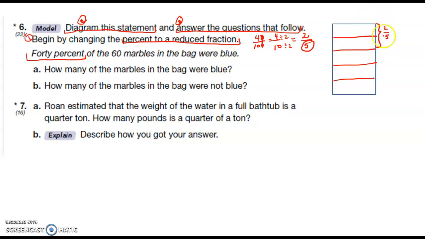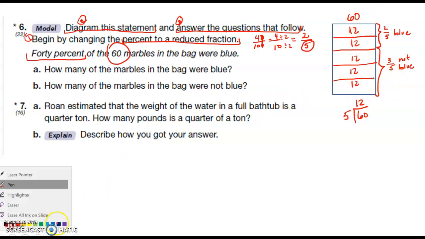of the marbles, of the 60 marbles, so that's my total. I'm going to put this at the top, were blue. So I know that this much, or 3/5, were not blue. And I need to find out what goes in each one of these boxes. So I'm going to divide 60 by 5, and I get 12. So I get 12 in each one of these boxes. Now I haven't even read the questions yet. I'm just making my diagram. So let me change colors here.